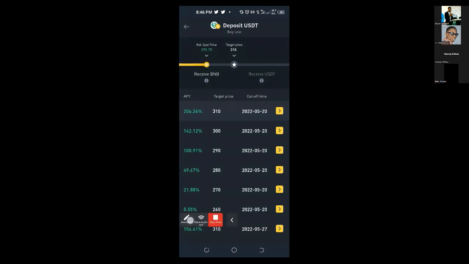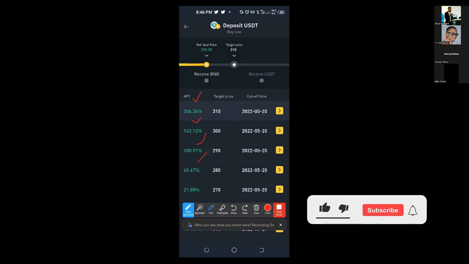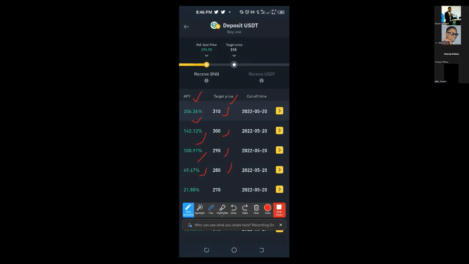So here, this is the APY we'll be getting from 200, okay? This is 206.36, 142, 100, you know, 49, and it goes on. Then the target price is 310, 300, 290, 280, 270. Okay, and then the cutoff time, or the delivery date, is the same 20th of May.